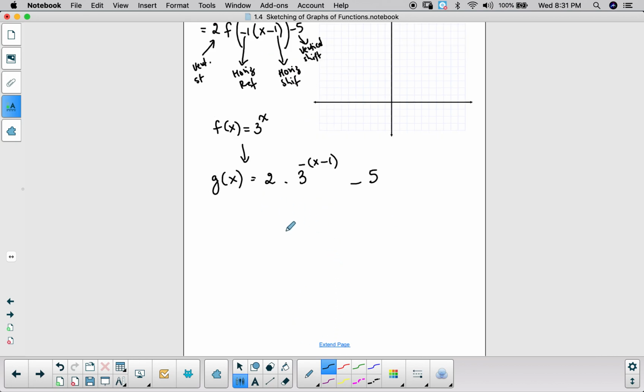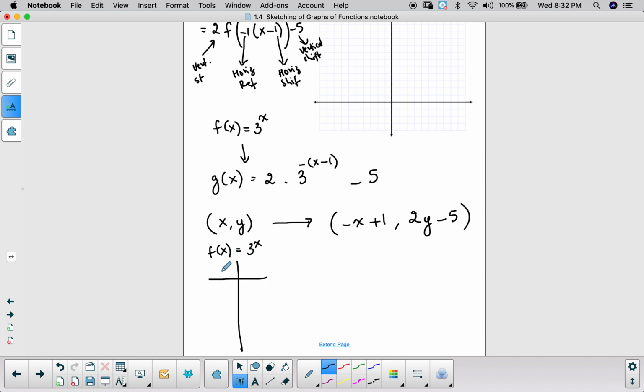So to graph this function we need some points. So we're going to look at the transformations. (x, y) in the parent function becomes: the changes to x are each value becomes negative, and then it shifts 1 unit to the right, so plus 1. And for the y, every y value gets multiplied by 2, and then you subtract 5. So in the parent function, f of x equals 3 to the power of x, we can see what happens. We can assign some values. Let's take them from -2, -1, 0, 1, 2.